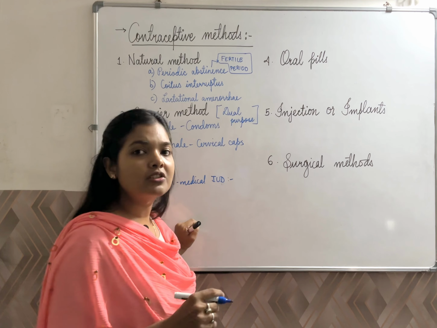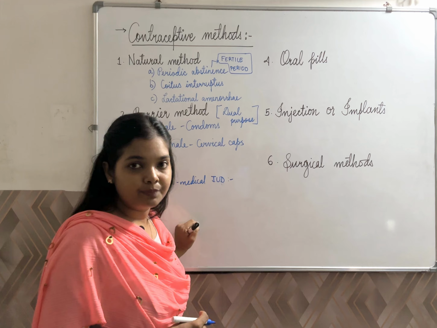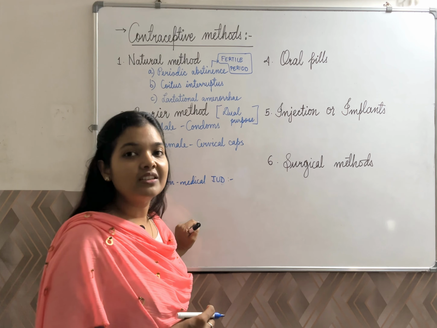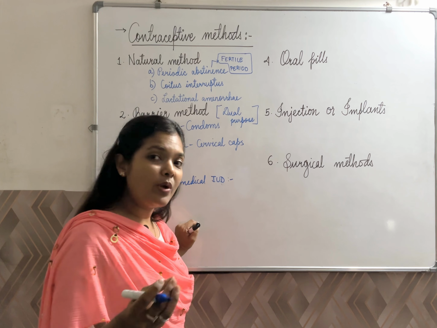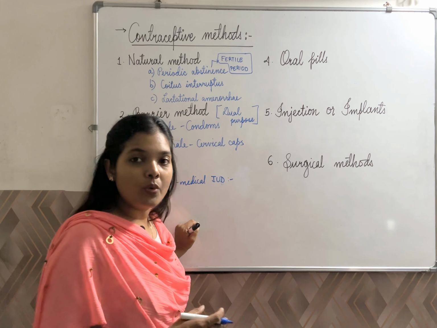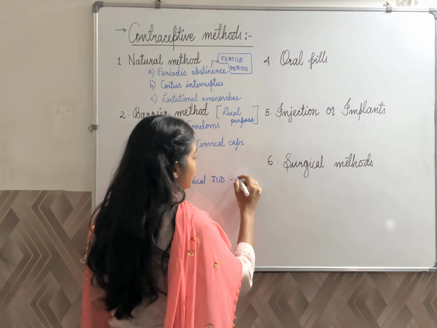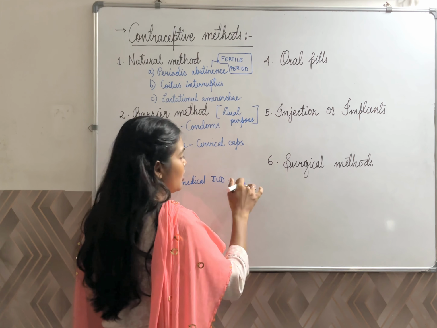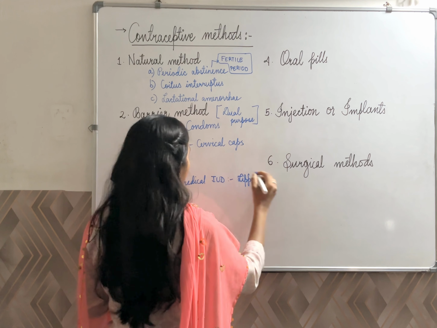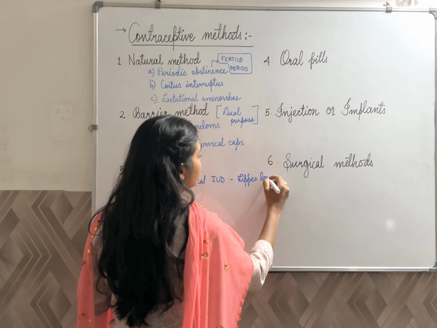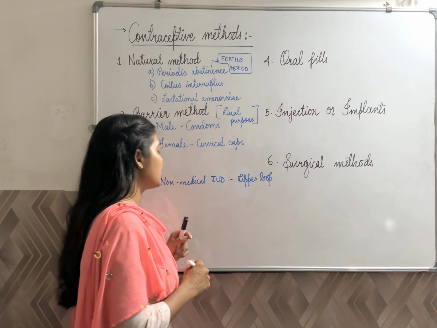The presence of this loop triggers an immune response. As a result, the release of macrophages increases, and whenever sperm enters, these macrophages carry out phagocytosis, thereby killing the sperms, not allowing pregnancy or conceiving. So the example of non-medical IUD is Lippes loop. Remember, the examples are very important for one marker questions.